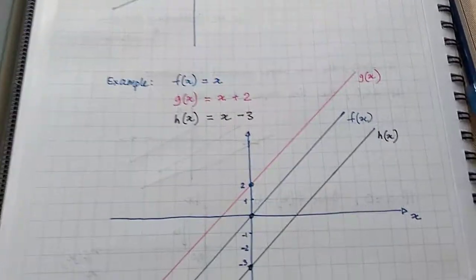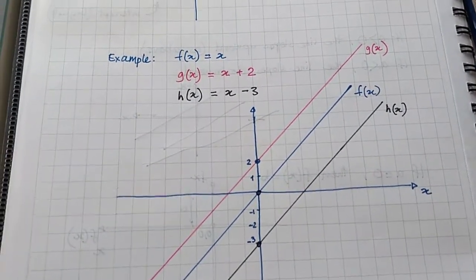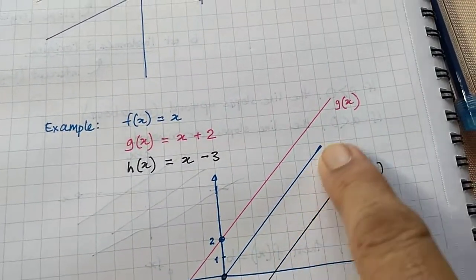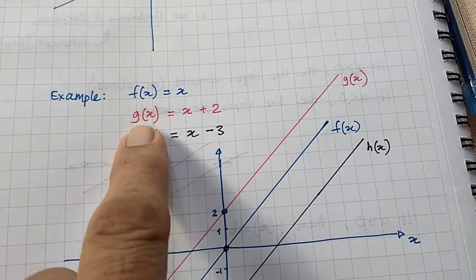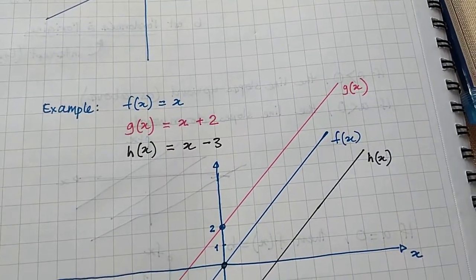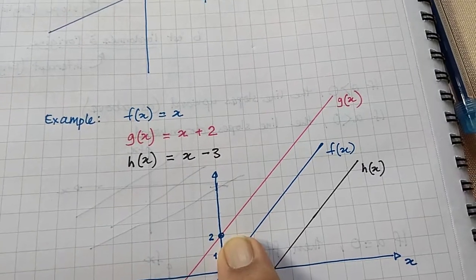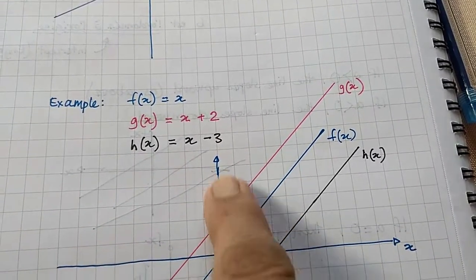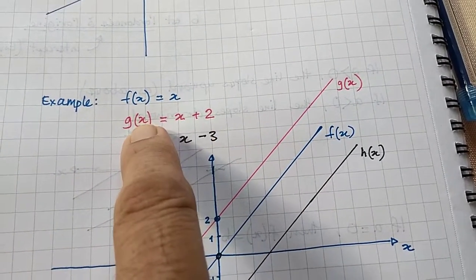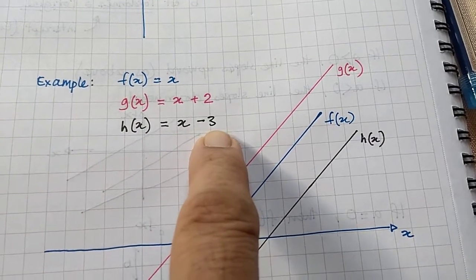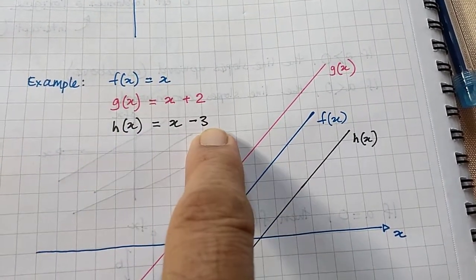So we could even do it like this. Here I have used a third color, black. If I say f of x is equal to x, then we'll get a line at 45 degrees, the blue line. If I say g of x is equal to x plus 2, then we'll get this line, the red line. It goes through point 2 here on the y-axis, because when x is 0, g of x is equal to 2. And here we have h of x is equal to x minus 3. Again, this is an affine function.